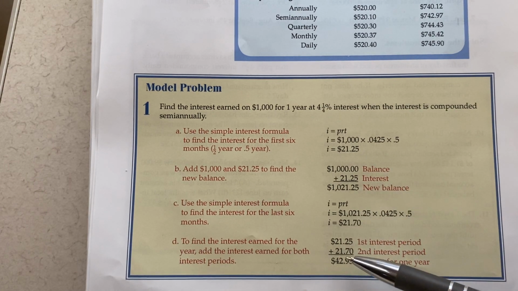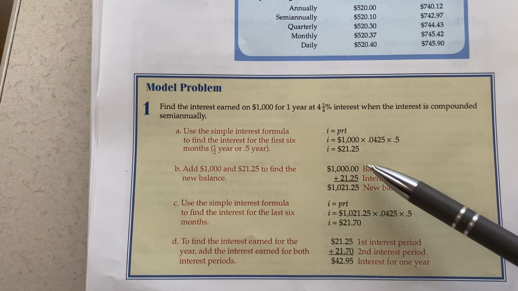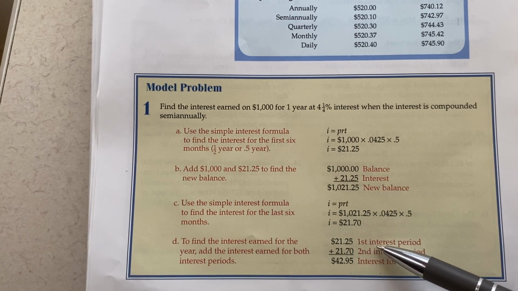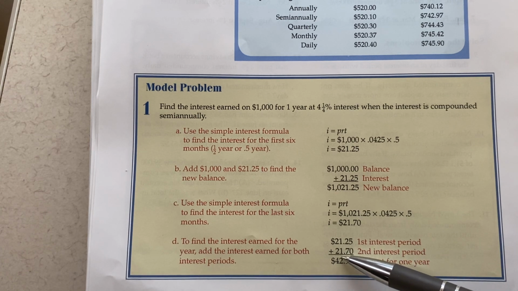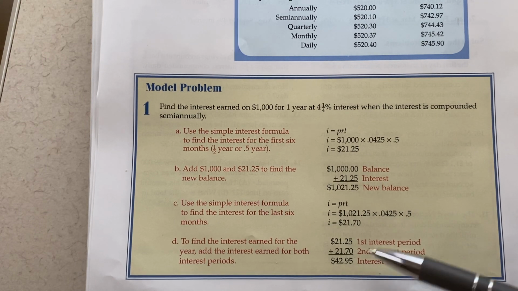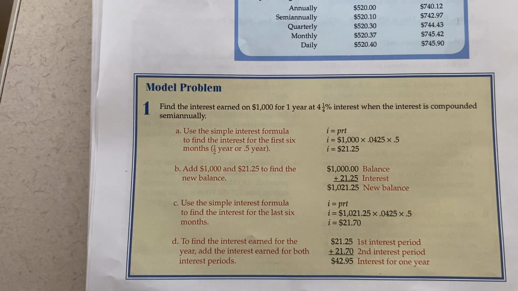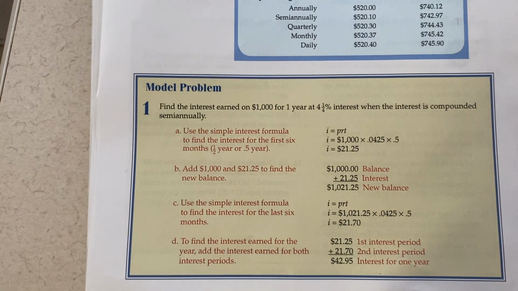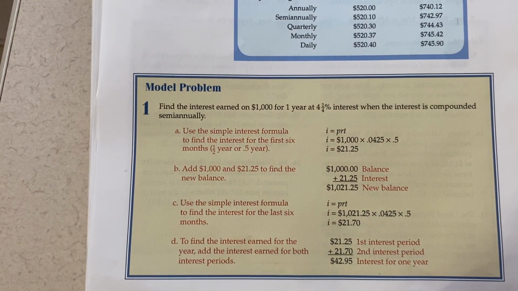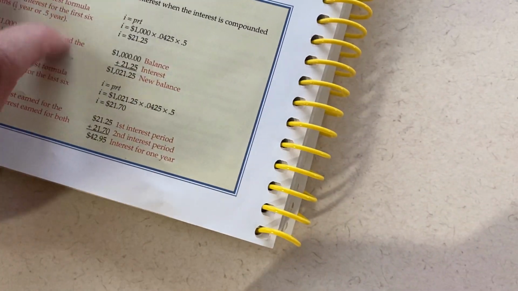So now, how much interest did we earn? Well, the first 6 months we made $21.25, and the second 6 months we made $21.70. We add that up, and the interest that they're going to pay us for that year is $42.95. You see how it's compounded? Basically, as the new interest goes into our account, we have a larger account, so we're going to make more of that interest each time. So that's how compound interest works. But now they have a formula for compound interest. This is what we're talking about in the savings account.